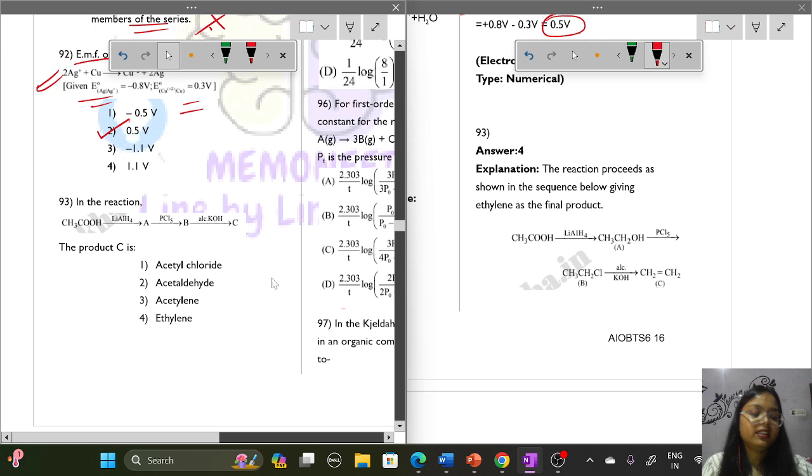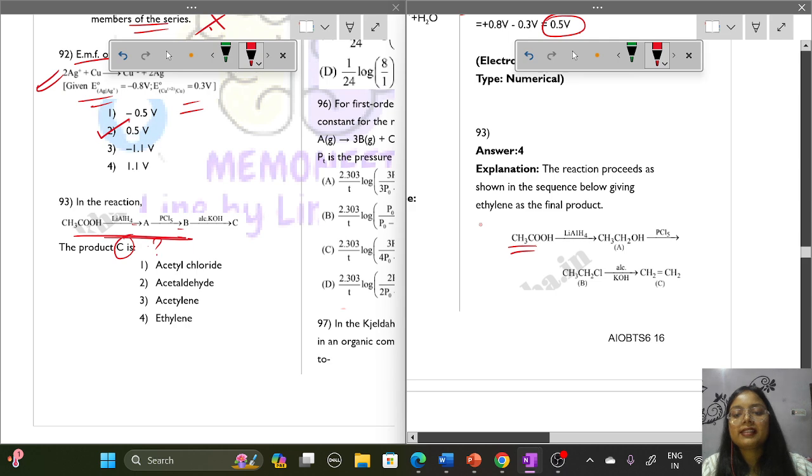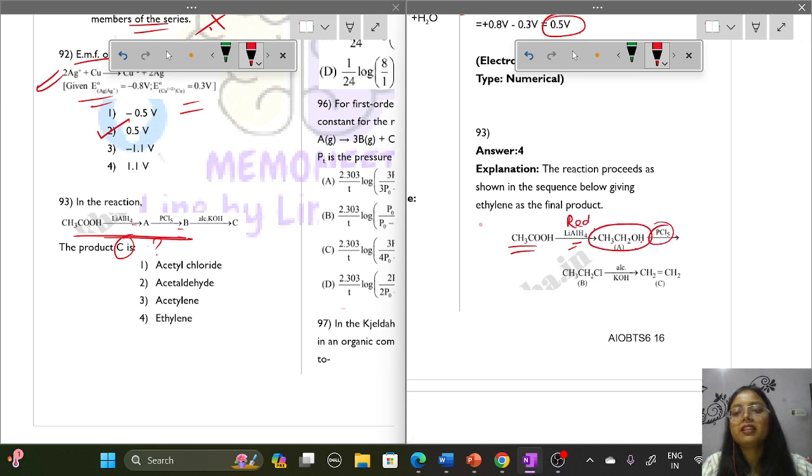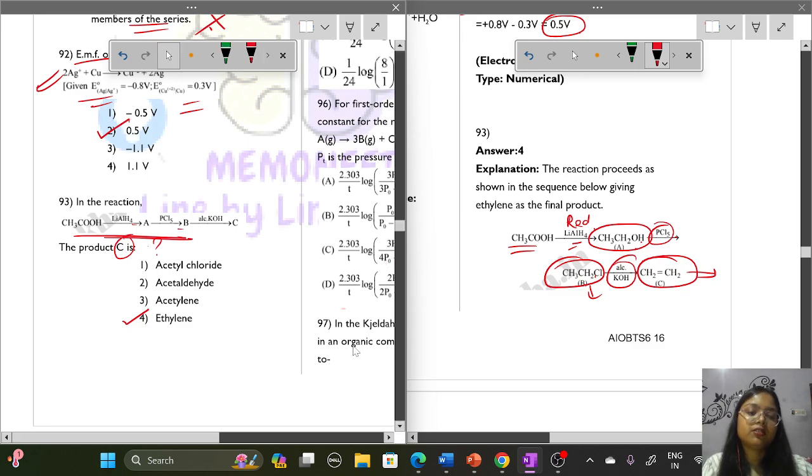Question number 93. Question number 93 says that in this reaction A, B and C are given. We have to find out the product C. So acetic acid on reaction with lithium aluminum hydride, reduction happens and here we can get alcohol. Then again PCl5 is added. We will get haloalkane, and then alcoholic KOH is added and we will get alkene as the product. Okay. So alkene, which means ethylene as the product we will get. Okay.